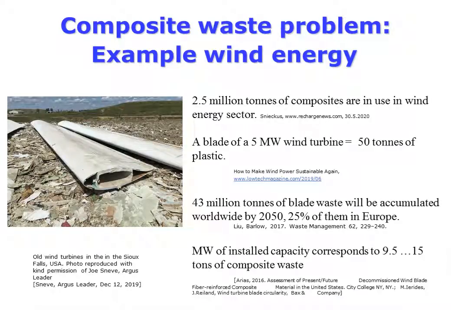Let us look at some numbers. 2.5 million tons of composites are in use in the wind energy sector. A single wind turbine blade of a 5 megawatt wind turbine contains 50 tons of plastic. 43 million tons of blade waste will be accumulated worldwide by 2050, 25% of them in Europe. Each megawatt of installed capacity corresponds to 9 tons of composite waste. Thus, it is a problem many companies work to solve better today than tomorrow.